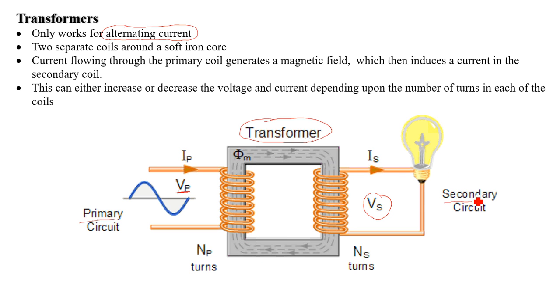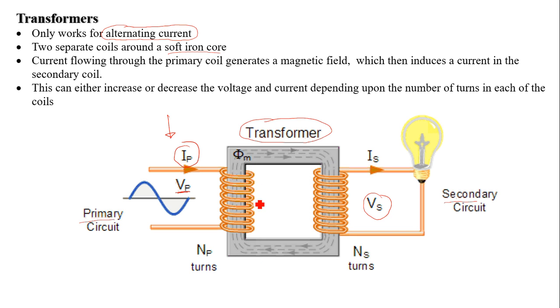Secondary, that is on the other side, that we're transforming the voltage and the current into. So it involves two different coils or solenoids around, it could be a soft iron core or a laminated iron core. Current flowing through this side here, this is our current, generates a magnetic field.